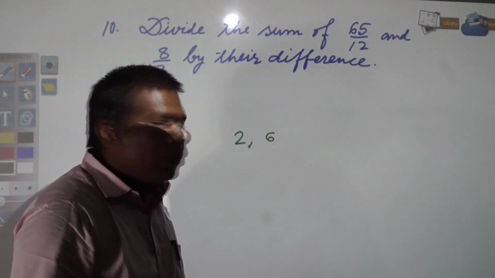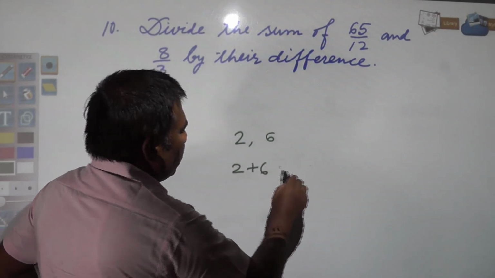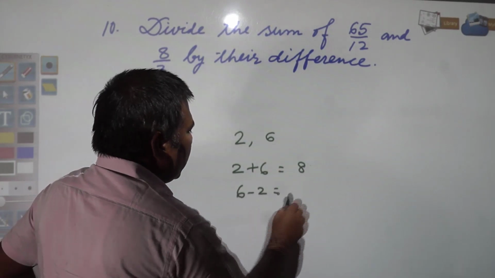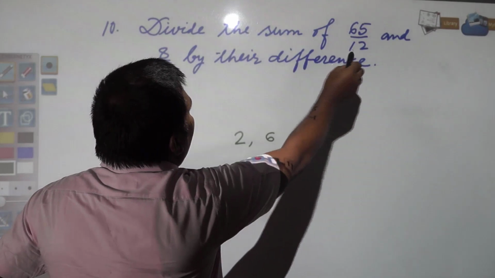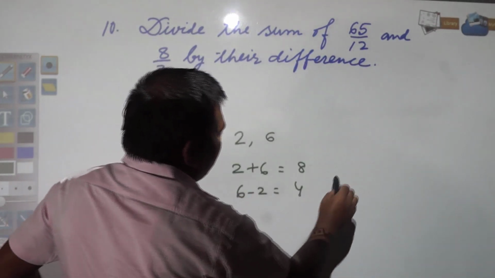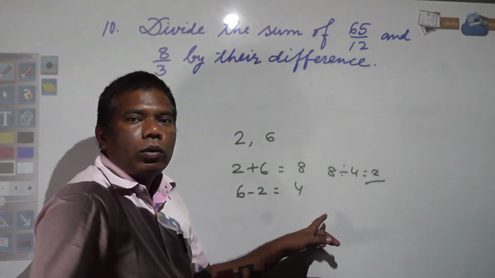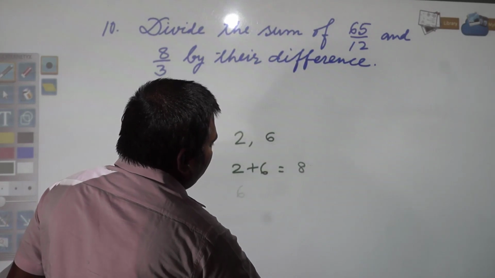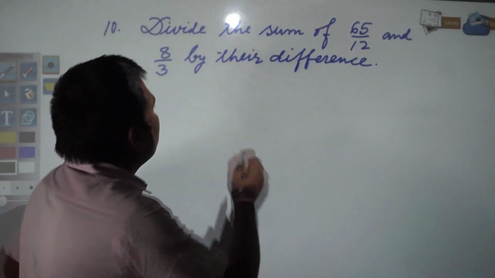How will you do? First of all, you will find the sum, so you will get 8. You find the difference, so you will get 4. And divide the sum by their difference. So 8 divided by 4 you will do, and you will get the answer 2. So in the same way it is required to be done. Here you see how we will solve this question.